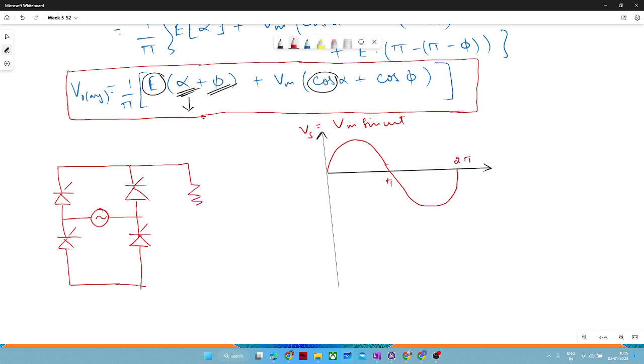So this is R, L, E. Now here R and L are also there, and E is also present. So there is one condition that we need to satisfy first. What was that condition? Vm sine omega t must be greater than E to conduct, or to supply power to the load, right? E, sir. Yeah, E. I wrote this E, right? Any issue there?